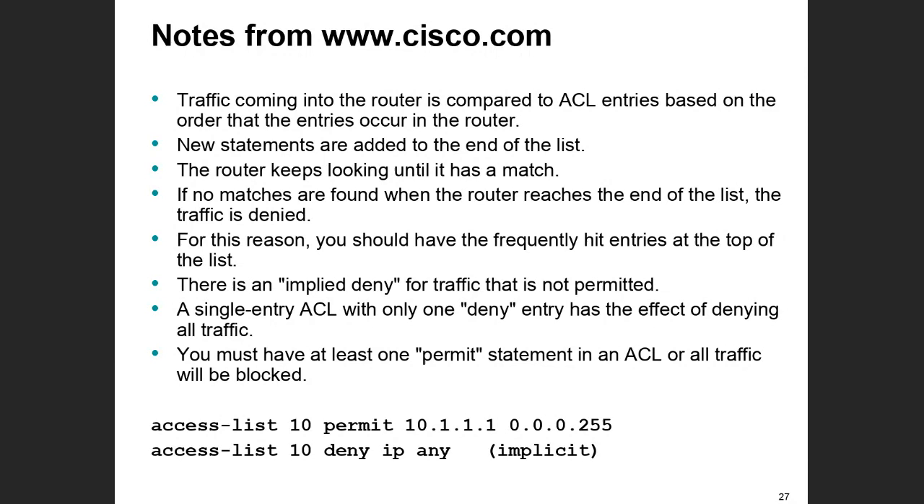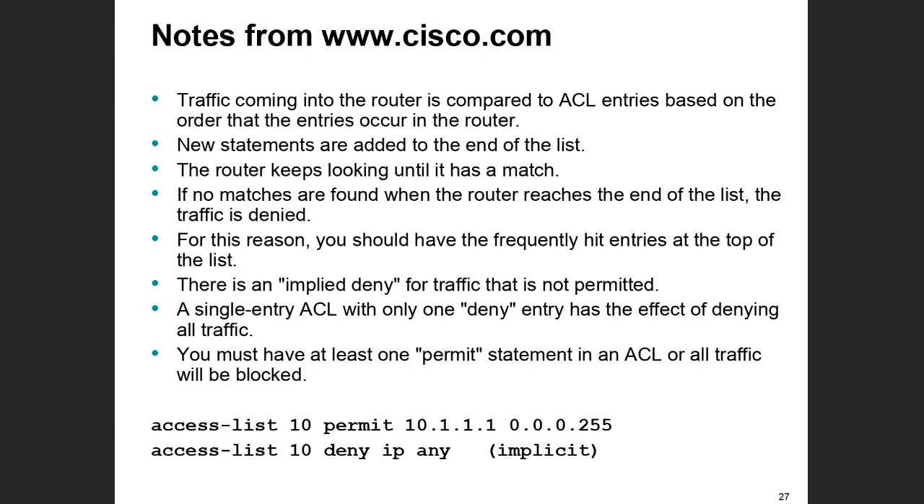The router will keep looking through the statements in sequential order until it finds a match. If no matches are found, it's the implicit deny any. If there's no matches, no traffic. So frequently hit entries are better at the top of the list. Implicit deny for traffic that's not permitted.